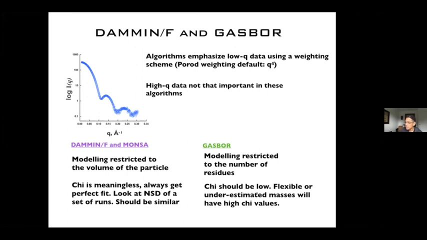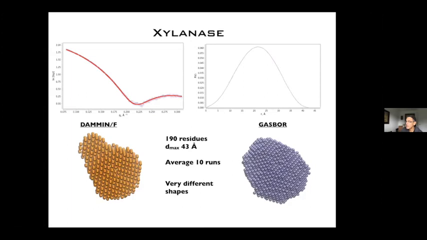So flexible or underestimated masses will have high Chi values, right? If you underestimate the mass, you're not going to fit the data too well, and this is a problem with it. So if you look at xylanase here, this is the SAXS data for xylanase. I use DAMIF, I get this shape. I use GASBOR, I get this shape. This is the average of 10 different runs, very different shapes.